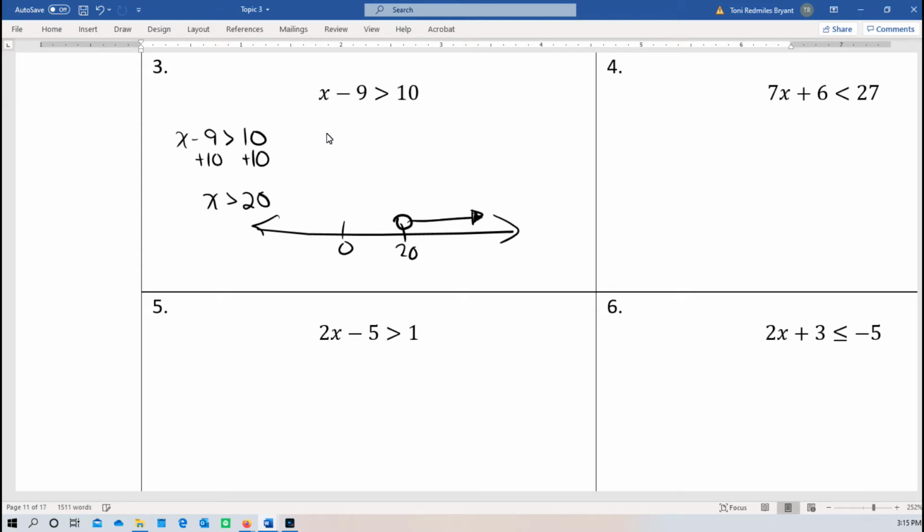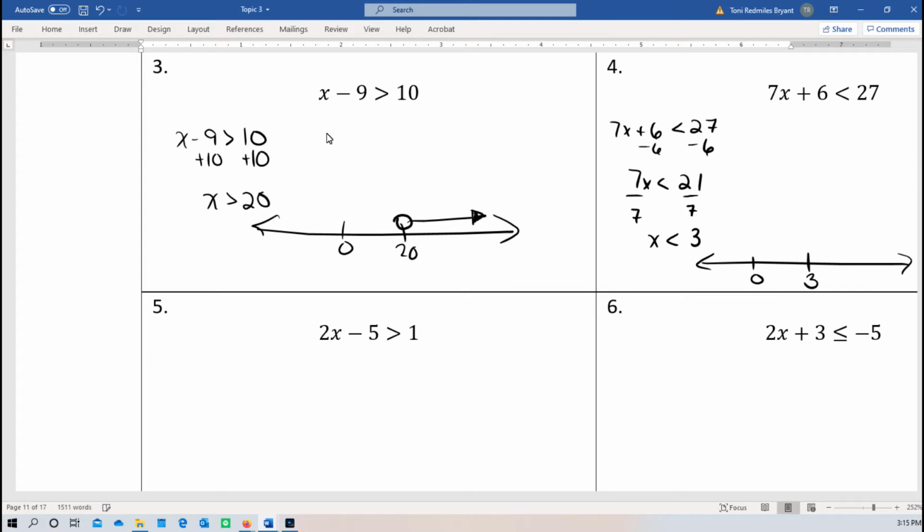And the reason it goes to the right is because numbers greater than 20 would be 40, a bajillion, 1,000, 4,900. And all these things can be found to the right of the 20. Now the 6 is adding to the x in this situation, so I have to subtract it to do that opposite operation, and I'm going to get a 21 on the right-hand side. Now the 7 is multiplying x, so the opposite operation would be to divide, and 7 goes into 21 3 times. So now I have the set of values as my answer where x is less than 3.